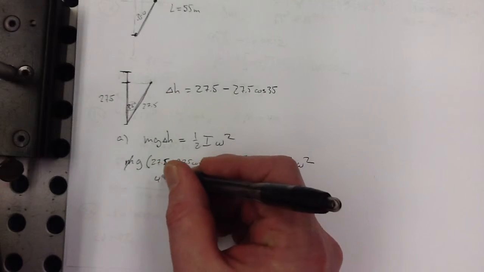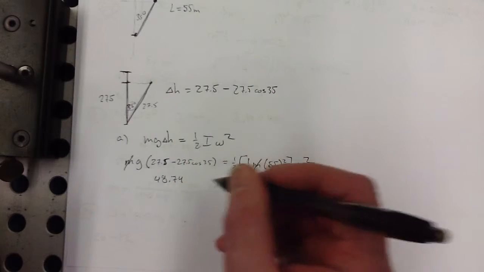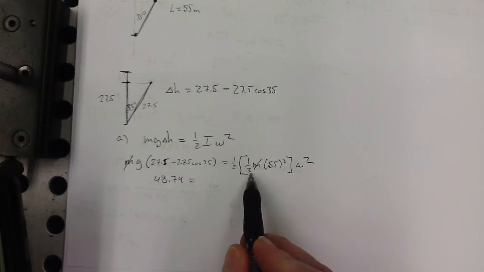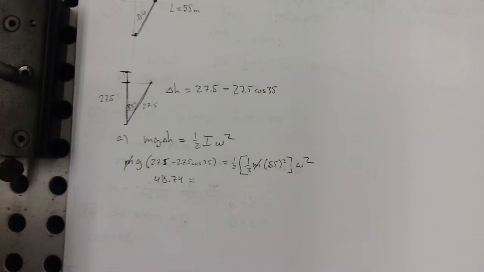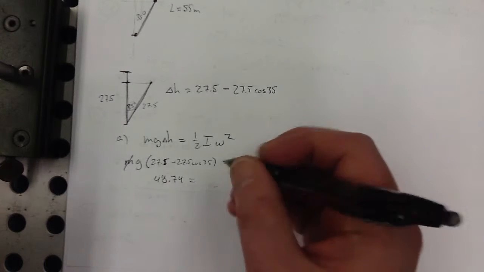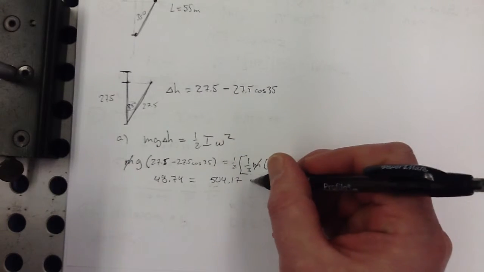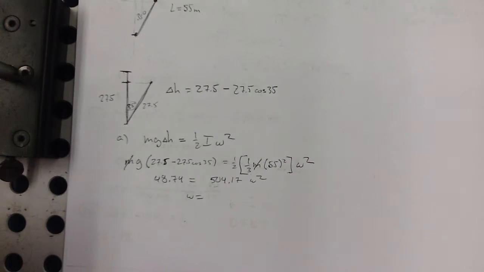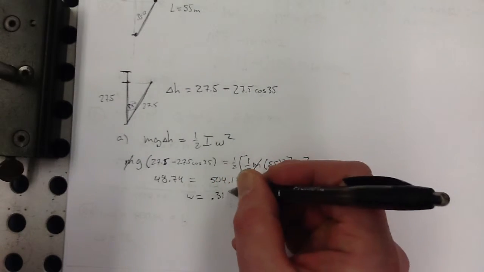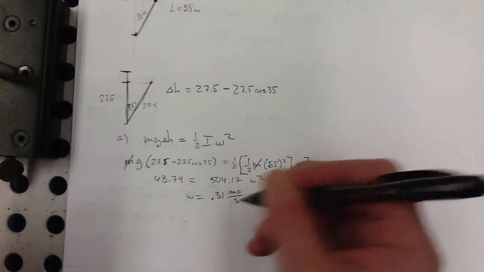So over here, on this side I have 1/6 of 55 squared. 55 squared over 6, so that's 504.7 omega squared. So omega is going to equal the square root of 48.74 over 504.7, about 31 radians per second.